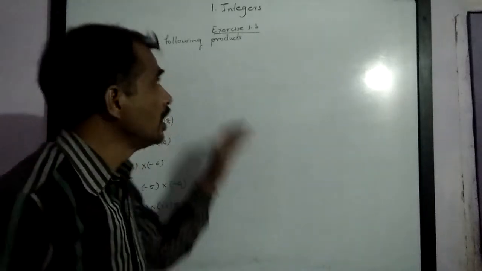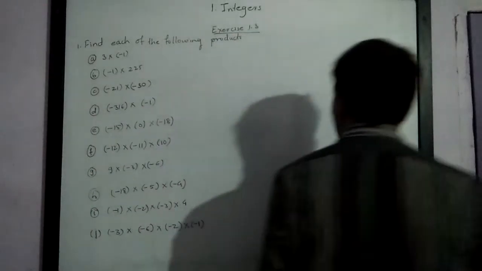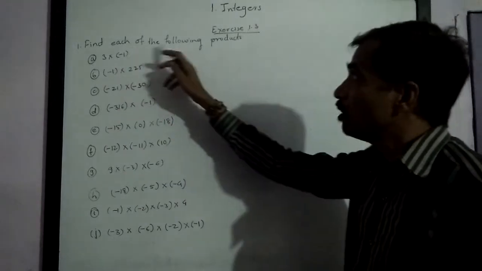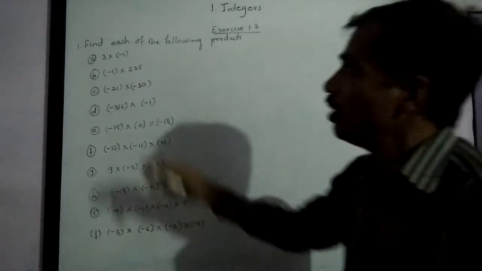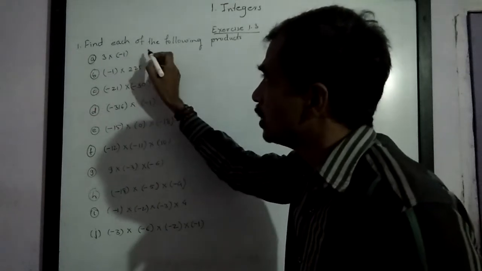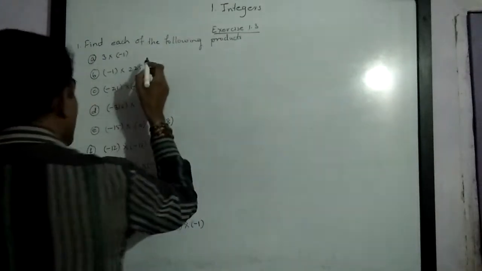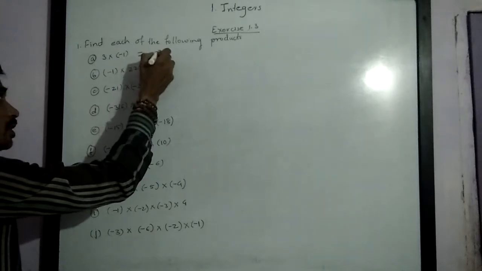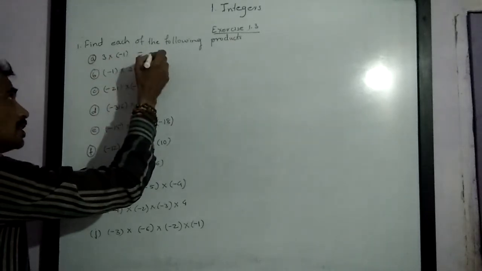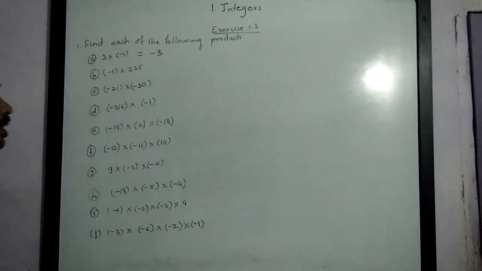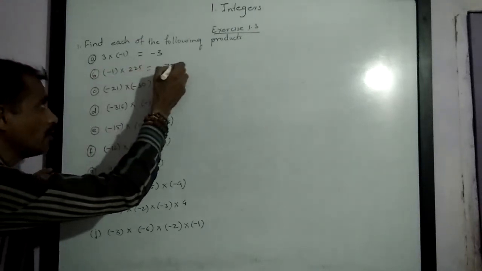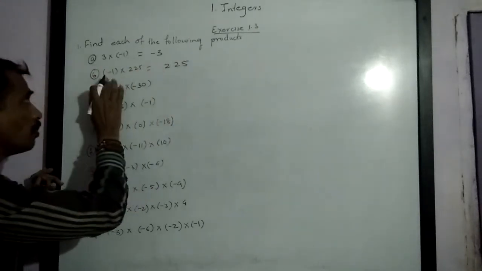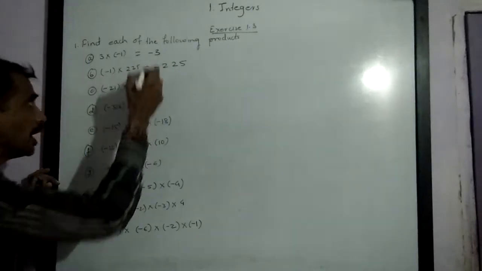Dear friends, let us solve the problems from exercise 1.3. Find each of the following product. First question is find each product of each of the following. Now here 3 multiplied by 1 is 3. 3 ones are 3, and positive into negative is negative. Then 225 into 1 is 225, and positive into negative is negative.